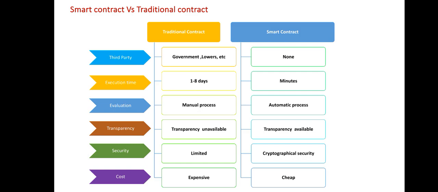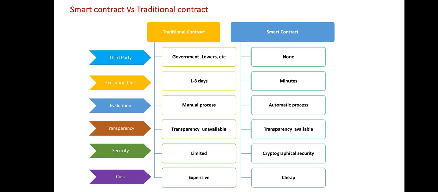That difference we will see on the basis of some terminologies, that is, third party. In the case of a traditional contract, a third party is necessary. A third party is, for example, the government, a lawyer, or any authorized person. In smart contracts, there is no need for any third party. Execution time of a traditional contract is a minimum of 1 to 8 days. In the case of smart contracts, it can happen within a second or within a minute. Evaluation time for a traditional contract is more compared to a smart contract, because evaluation of a traditional contract is a manual process and evaluation of a smart contract is an automatic process.